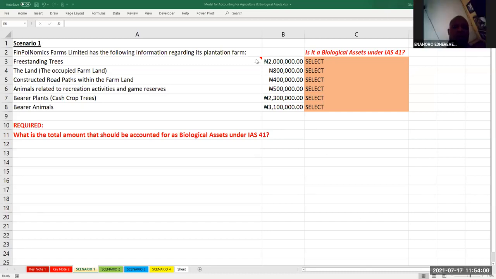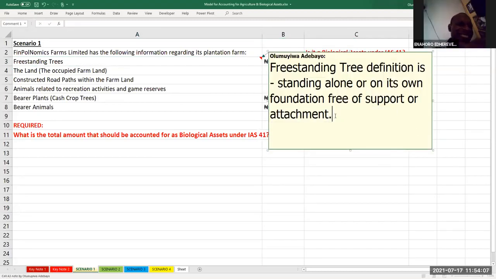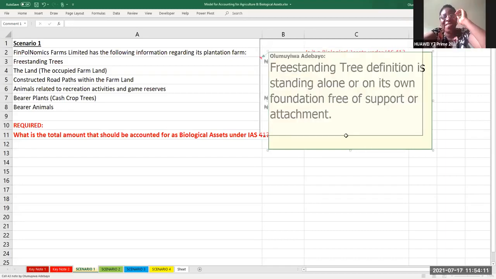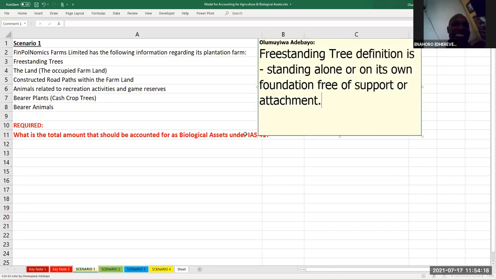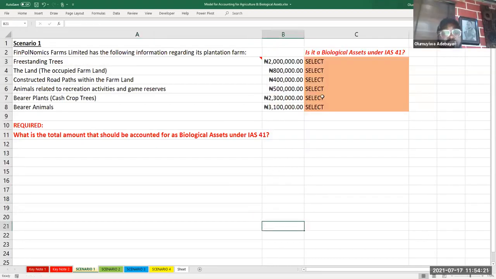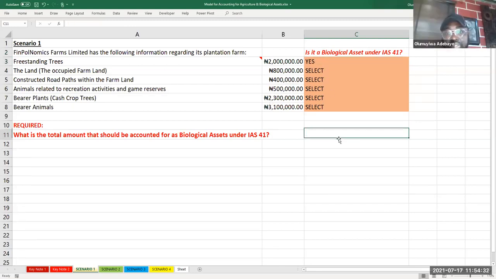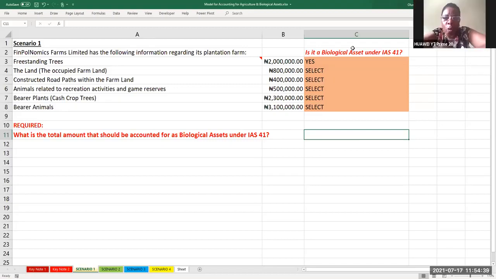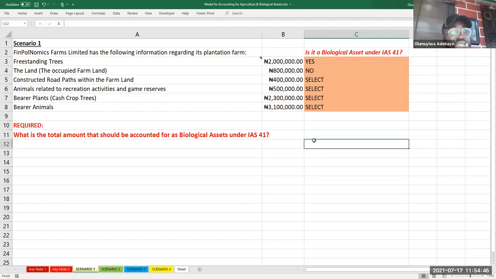I would say it's a biological asset, sorry. Freestanding trees. Okay, now, is it a biological asset? Yes, I said yes, it's a biological asset. Yes, I agree. Okay. The land, the occupied farmland, is it a biological asset? No, it's not. Constructed road paths? No, sir.